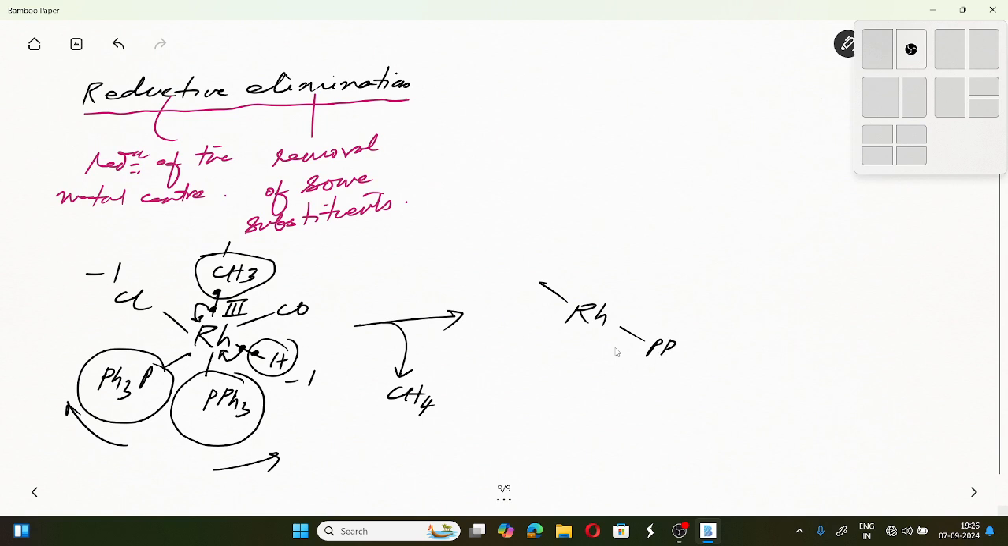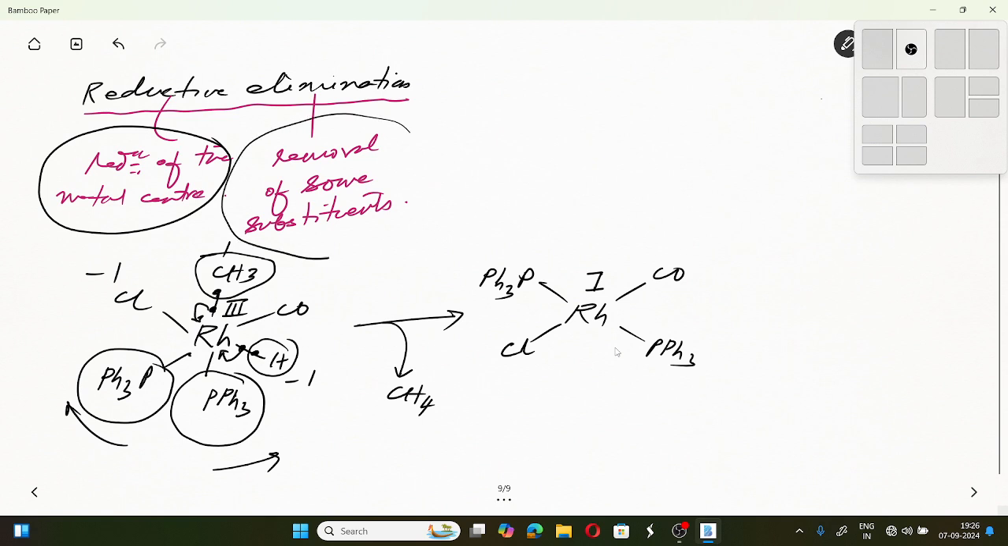and this is converted to the square planar, sterically more favorable complex. And you see this is rhodium 1 because it is accepting a pair of electrons. So this is reduction of the metal center, reduced হচ্ছে, removal of some of the substituents in the form of H and CH3 is lost. So this is reductive elimination, isn't it? So we have discussed about oxidative addition and reductive elimination.